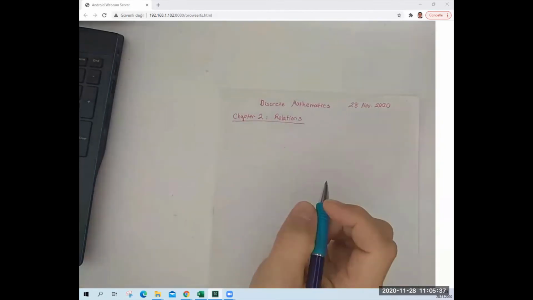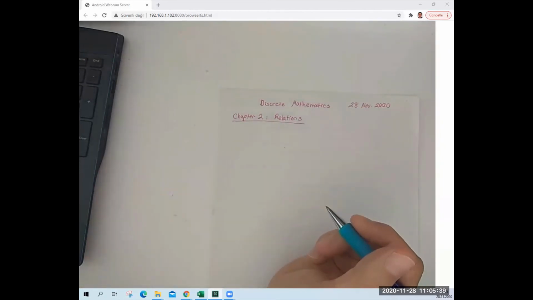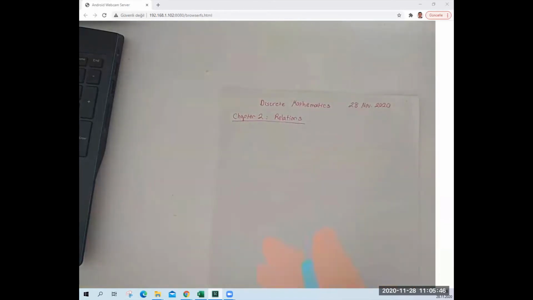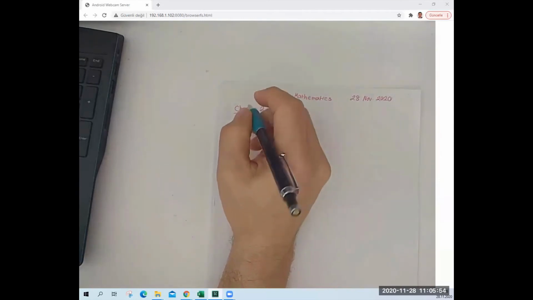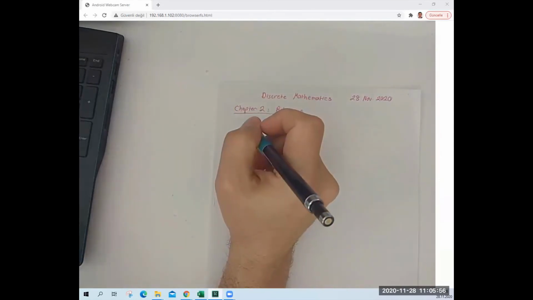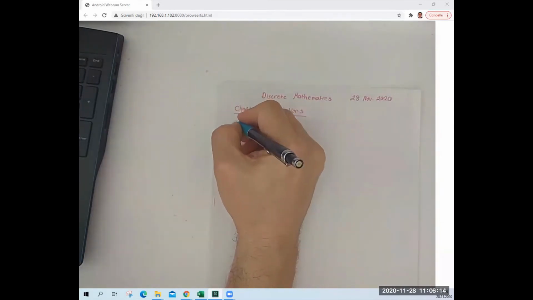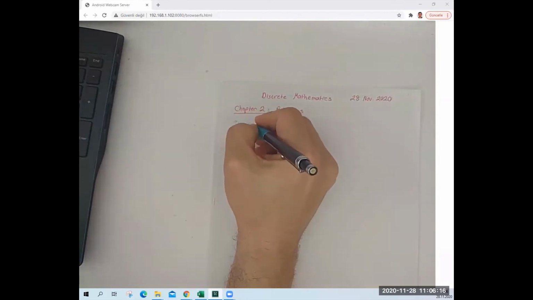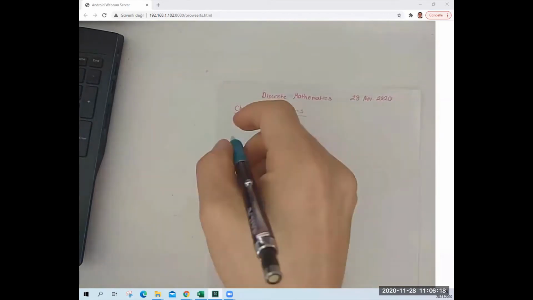Okay, so as a relation, we can talk about many approximations considering set theory. Starting with that chapter, let's start with the main definition from your book.